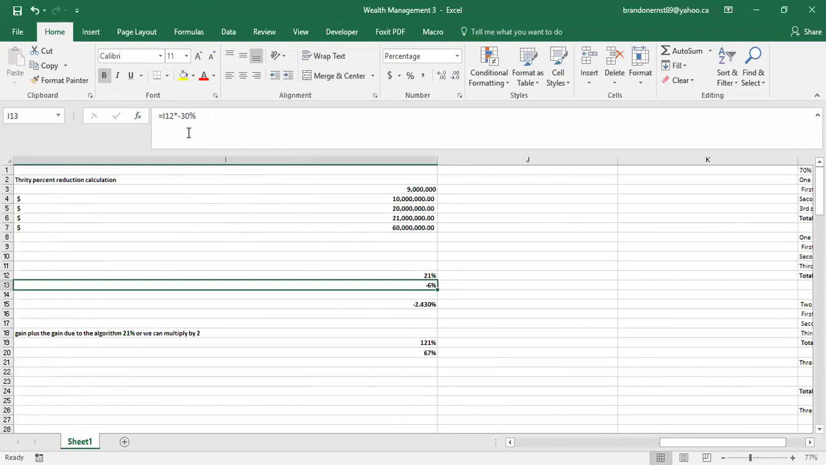Now, here's your 21%, because you're going to be selling the 30% at a loss. You take the 21% and multiply that by negative 30%, and that's how you get your 6% loss on the 30% that you've sold at a loss. So basically, what you're gaining here is a 21% gain, and then you're also going to have the 6% loss.